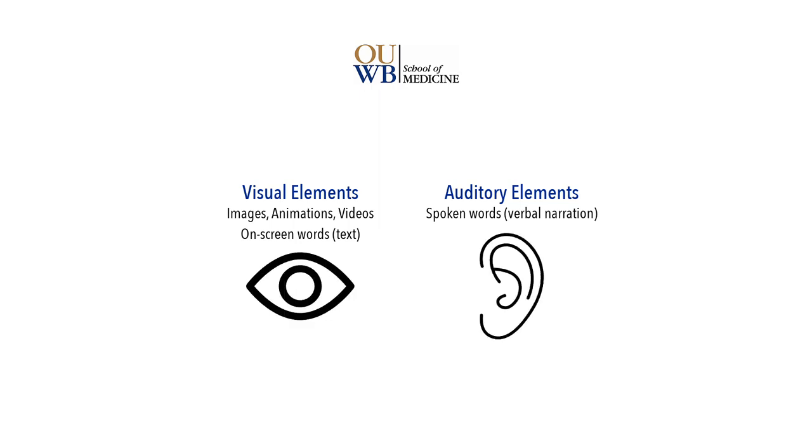If you present the words of your presentation as both on-screen text and verbal narration, your learners are essentially processing the same information twice. In doing so, that information becomes redundant and leads to extraneous processing. Too much extraneous processing can negatively impact student learning.